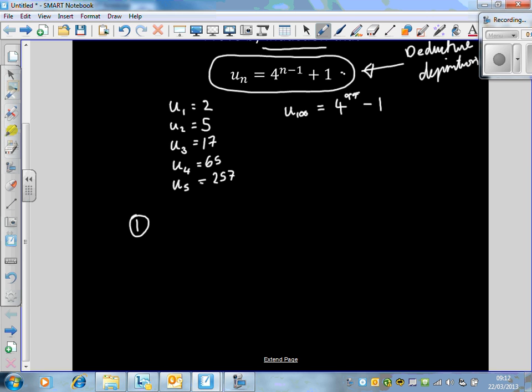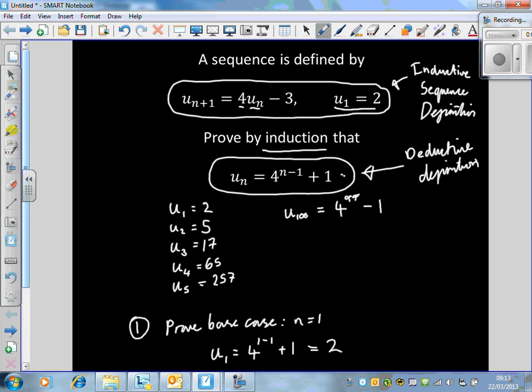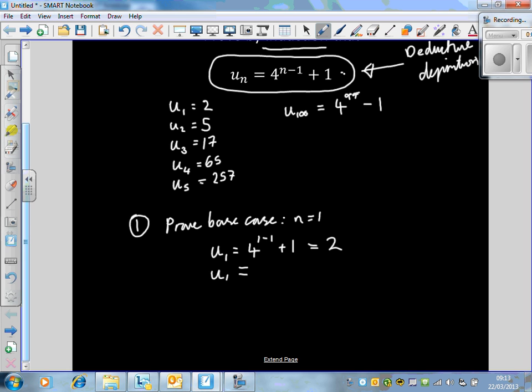So, step 1. What is our first step for any proof by induction? And this will get us marks, and it's the easiest part. Jack, base case. We need to prove the base case. Usually this is when n is equal to 1. Sometimes it might not be, but most of the time n will be 1. Using that formula, u1 is equal to 4 to the 1 minus 1, plus 1. 4 to the 0 is 1. 1 plus 1 is equal to 2. And we know from the question that u1 is equal to 2. So base case has been proved.